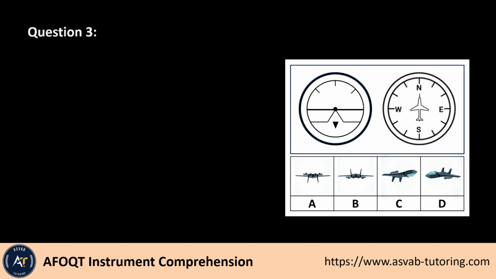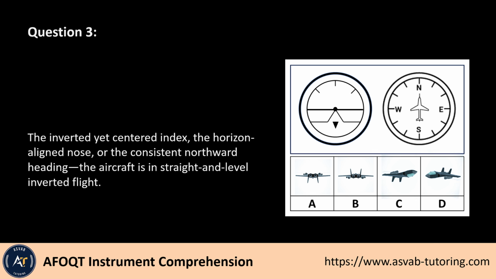Question 3. The inverted yet centered index, the horizon-aligned nose, and the consistent northward heading show the aircraft is in straight and level inverted flight. This means that the answer is A.